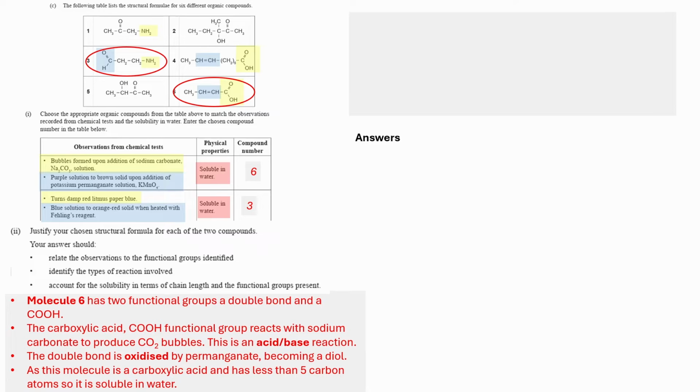You might write this as an oxidation reaction just as a short sentence afterward. I didn't worry about it. I assumed that the marker would work that out from what I'd written. As the molecule is a carboxylic acid and there are less than 5 carbons, it is soluble. So I've explained the solubility. Okay, so remember I said if it had one of those 5 functional groups, less than 5 carbons is going to be soluble in water.